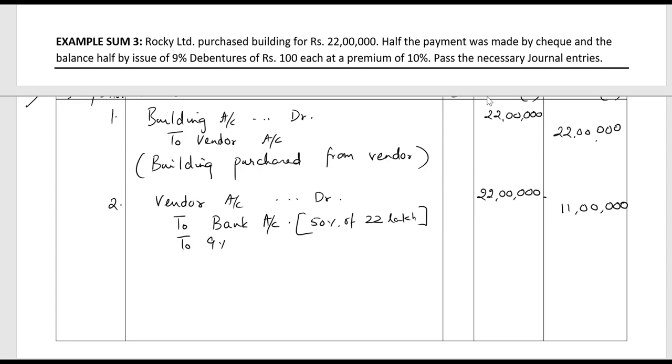So it's to 9% debentures account and to securities premium reserve account.